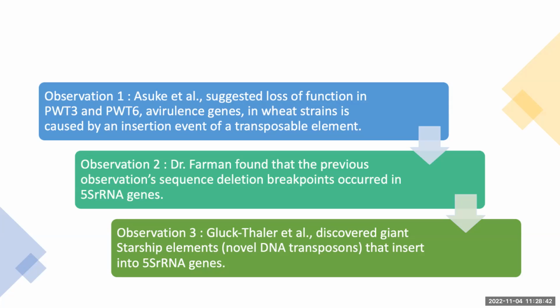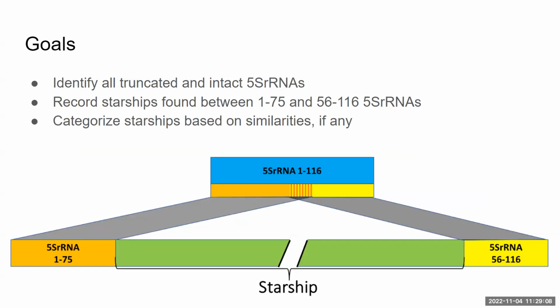And then observation 2 is when Dr. Mark Farman, our primary investigator, observed that these transpositions were occurring in between 5S RNA genes. And then observation 3 is Gluck Thaler et al. discovered giant Starship elements, novel DNA transposons, in 5S RNA genes. Which leads us to our study today.